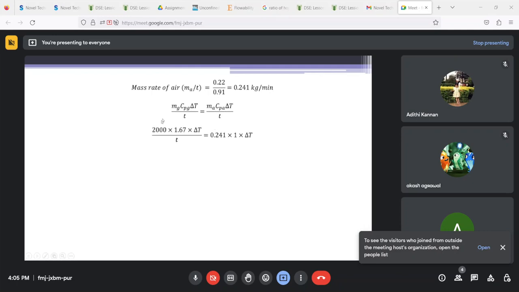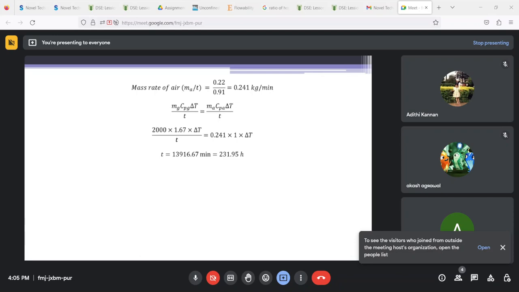So mg is given as 2000 kg in the question. Cpg is given as 1.67 kilojoule per kg Kelvin. Delta T we still don't know, and time is what we need to calculate. That is equal to ma by t, which is 0.241 kg per minute. Cpa is given as 1 kilojoule per kg Kelvin, and you have delta T. So delta T gets cancelled, and you can calculate the time taken for the cooling process. If you calculate from there, you get time equal to 13,916.67 minutes. Since the question is asked in hours, when you convert it, it comes out to be 231.95 hours.